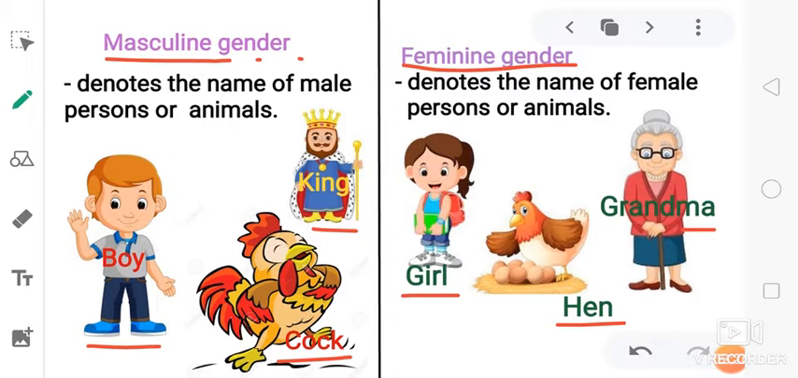How to remember masculine and feminine gender? If you see the word masculine, the first two letters are the spelling of male, M-A. And feminine gender has the first three letters of female, that is F-E-M.